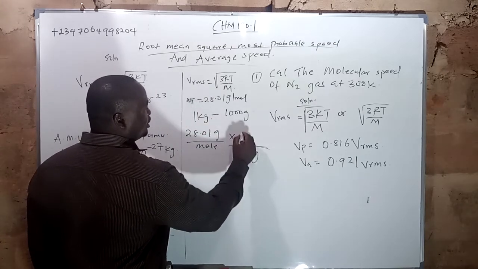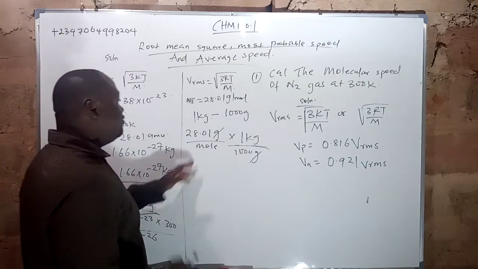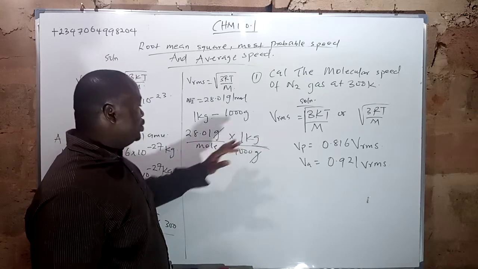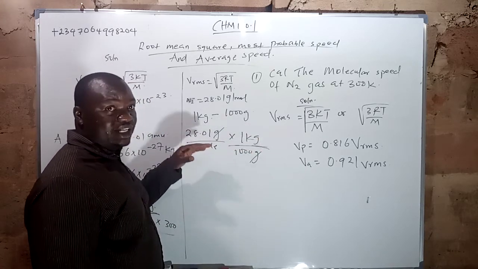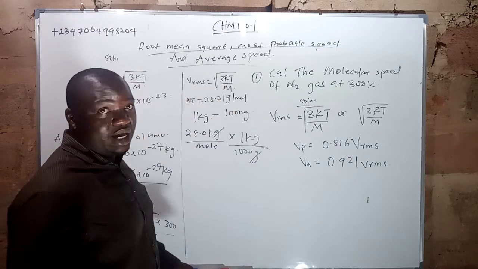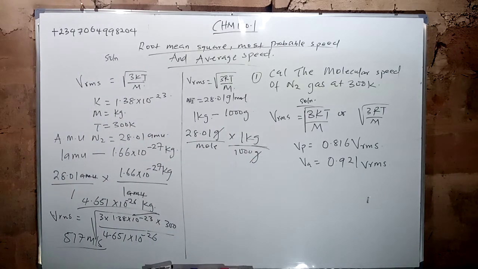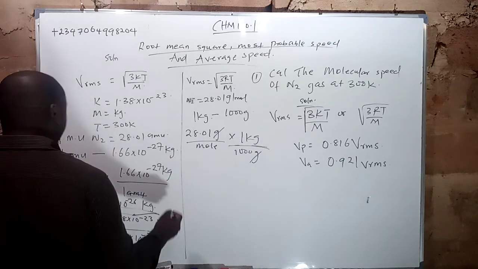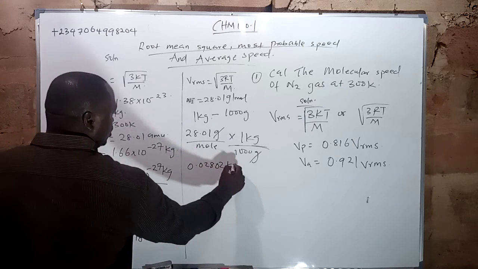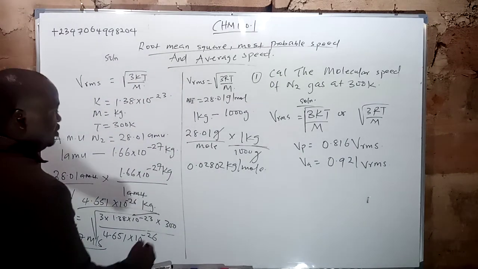And I want to move to kilograms, so this is 1 kg. This will cancel this, so you are left with 1 kg and this is mole. And that is what I want. We want our kg to be at the top while the mole is at the bottom, because I told you that the mass must be in kg per mole. So dividing this, 28.01 divided by 1000, what you get is 0.02801 kilograms per mole. Now that is it.